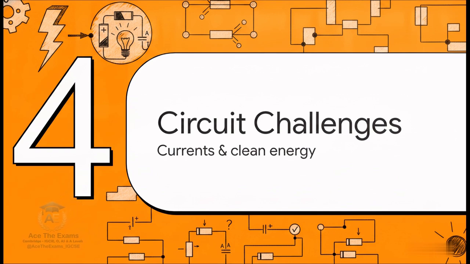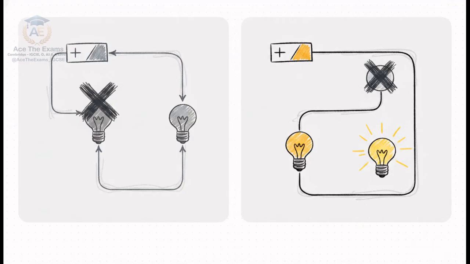Okay, Section 4. Solving circuit challenges. Currents, components, and clean energy. Now pay close attention because electricity is traditionally the area where learners lose the most marks. Why? Because the rules shift completely depending on how the circuit is built, and it's so easy to get confused.